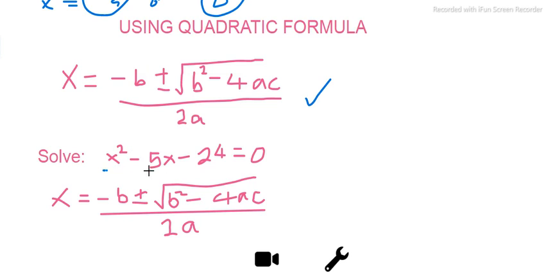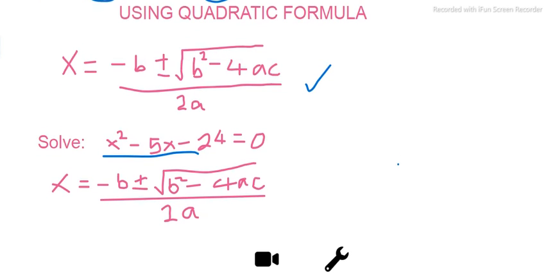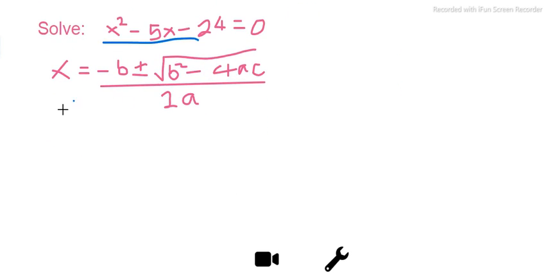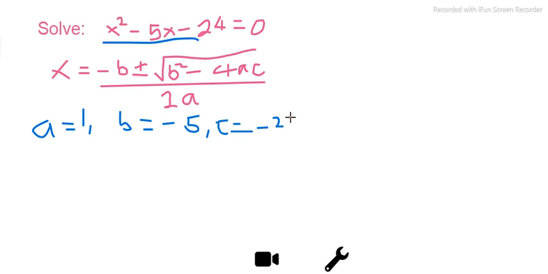Let's take this as an example now. So we have this quadratic equation. From this equation, our a will be what? Don't forget, it is the number that multiplies x squared. In this place there's an invisible one, so our a here is 1. b will be the one that multiplies x, and that will be -5. And c is the constant term, the one that is alone, which is -24. Please take note, the sign is very important. So I've written out our a, b, c.